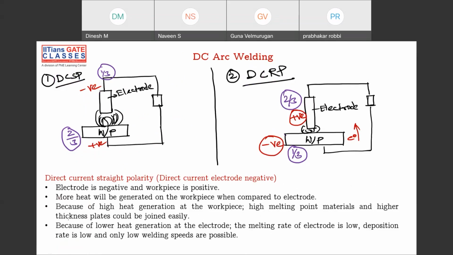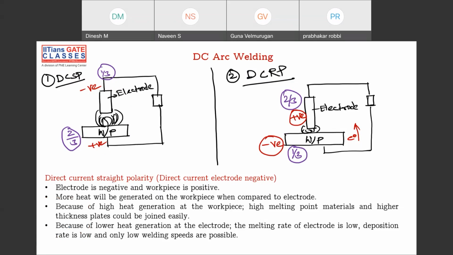In both the cases, if you see, 2/3 of heat is generated at workpiece, in the sense at positive terminal. If you see here also, 2/3 of heat is generated at the positive terminal, because wherever the positive terminal is, it means that electrons are passing from here to here in this case. Here in this case, electrons are passing from bottom to top. Okay. Electrons are coming from top to bottom, good velocity is there, more amount of heat is generated at workpiece because of electrons, because this is anode and that is cathode. Right? Fine. That is a very important point that you have to remember.